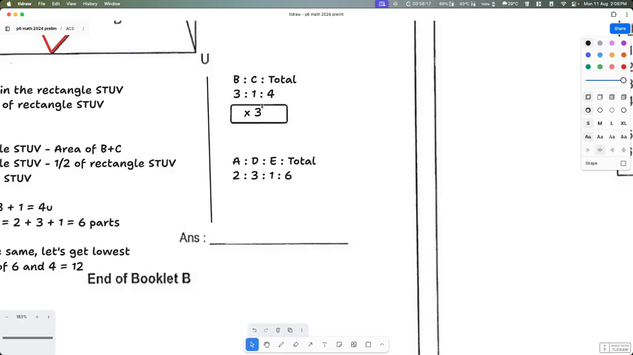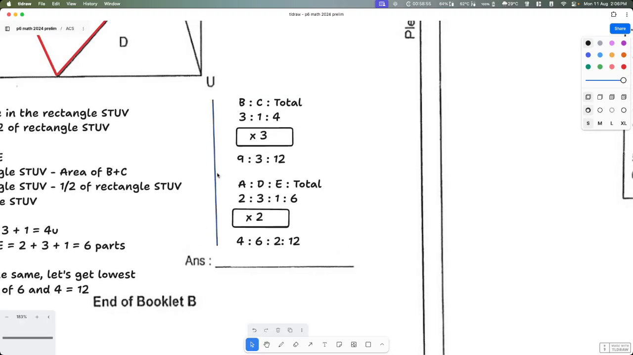And what would this become? So this will then become 9, 3, and then 12. That's what I see over here. Same goes to this, so instead of multiplying by 3, we multiply by 2. So 2 times 2 will be 4, 6 and then 2. That means we get 12 in total. That's what we see over here.